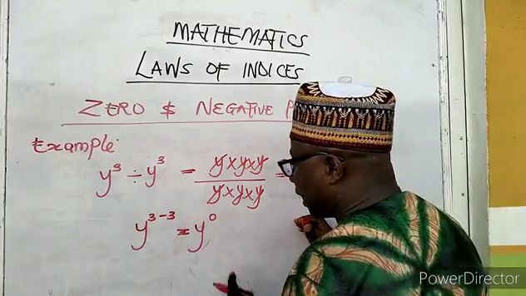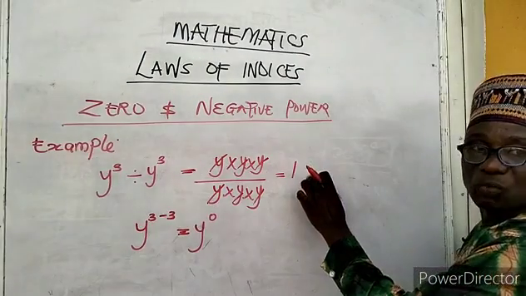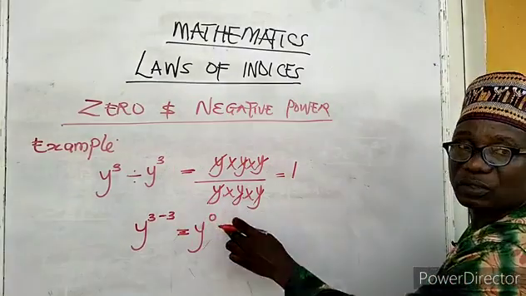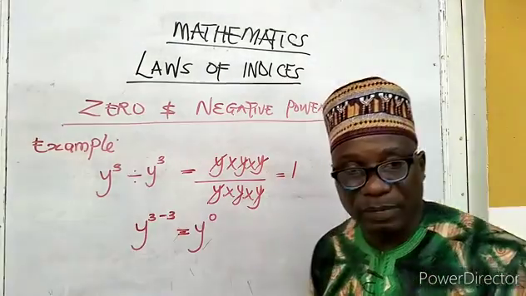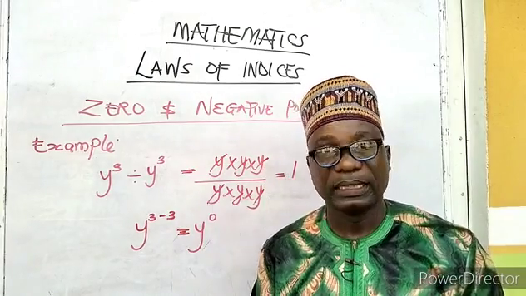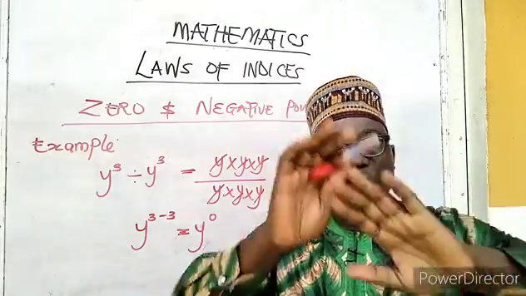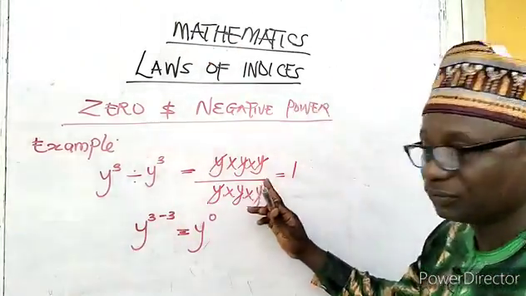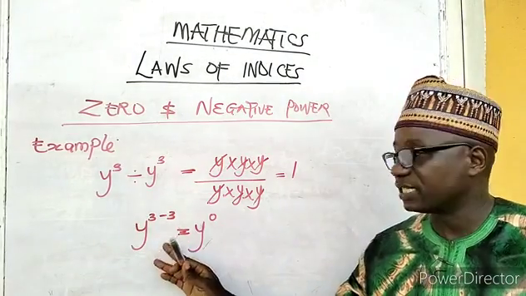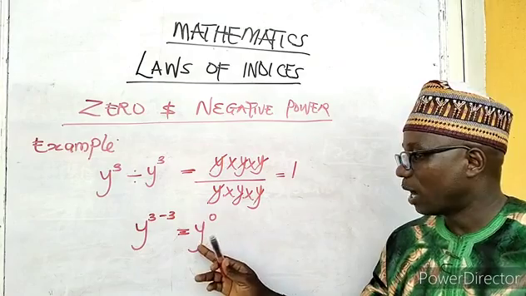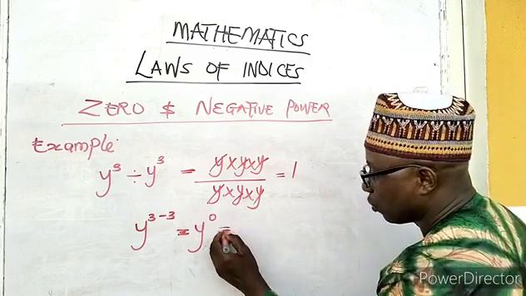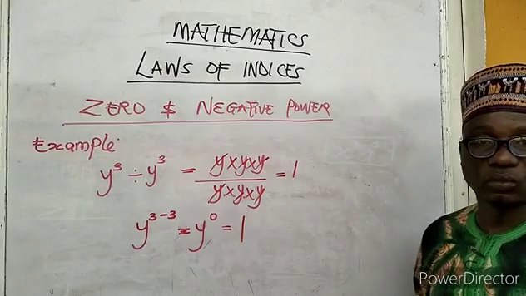Now, that is the proof: anything raised to the power of 0 is what? It is 1. So it means when you are given any number raised to the power of 0, the answer is 1. 1 million raised to the power of 0, it is 1. X raised to the power of 0, it is 1. 3 raised to the power of 0, it is 1. Anything raised to the power of 0 is equal to 1. To prove it, if I divide, I get 1. Then using the law of indices, this still gives us y raised to the power of 0. So it means that y raised to the power of 0 is equal to 1. Is that clear?